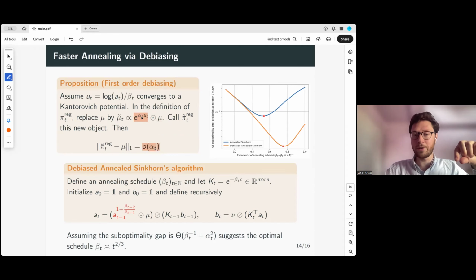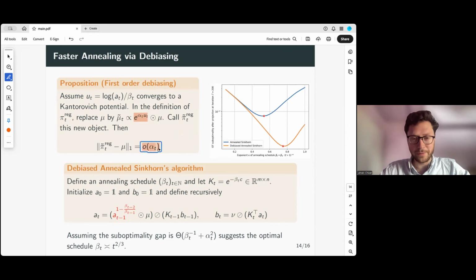And when you plug these kind of estimates into the annealed Sinkhorn algorithm, this gives you a slightly modified algorithm, which I wrote here. It has exactly the same computational complexity. You just have this red factor here, which you insert in the algorithm, which is predicted by the theory. And once you insert it, you observe that you can use much faster annealing schedules.